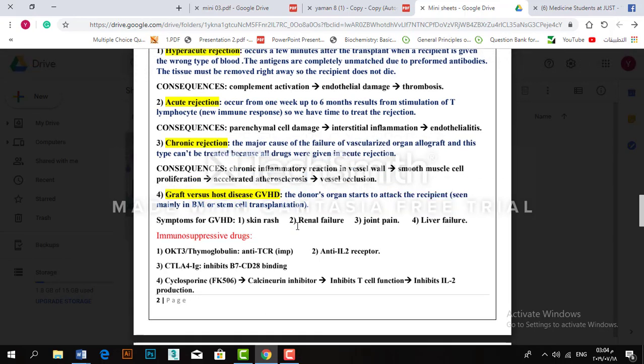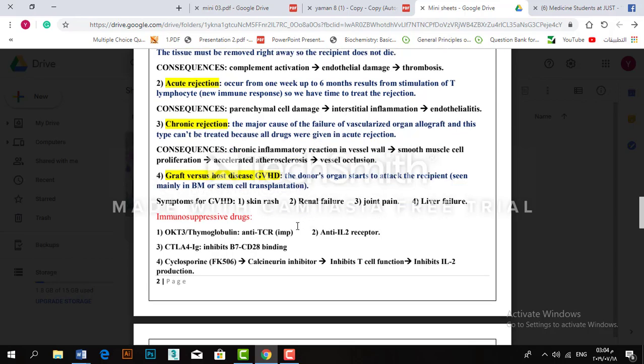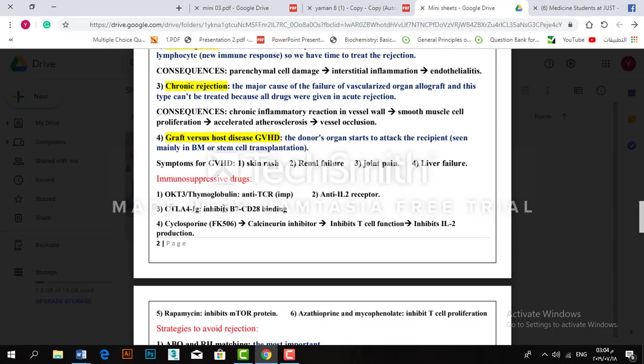Let's go back to graft versus host disease. Graft versus host disease is the last thing that happens, where the donor's organ starts to attack the recipient, seen mainly in bone marrow transplant and stem cell transplantation. What are the symptoms of graft versus host disease? Skin rash, liver and renal failure, and joint pain. Now, in order to make a successful transplantation we need immunosuppressive drugs.